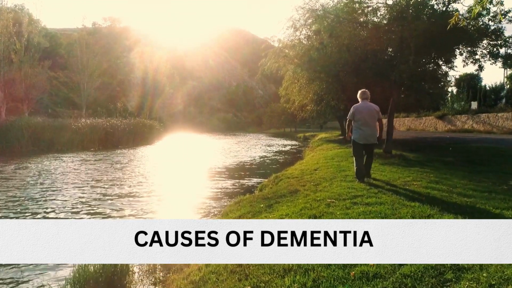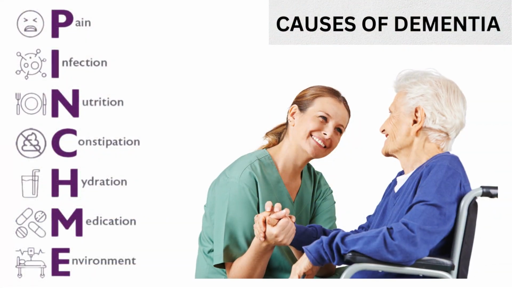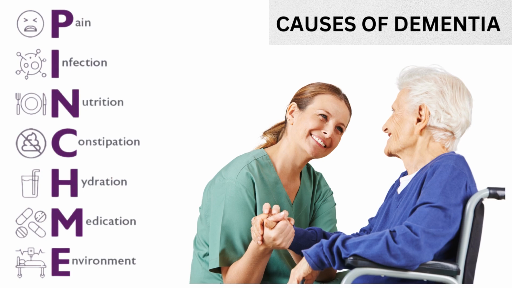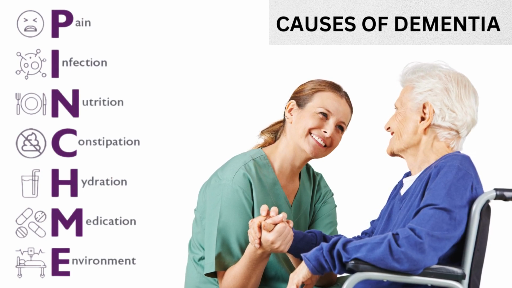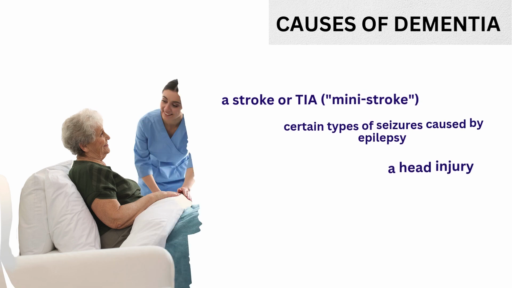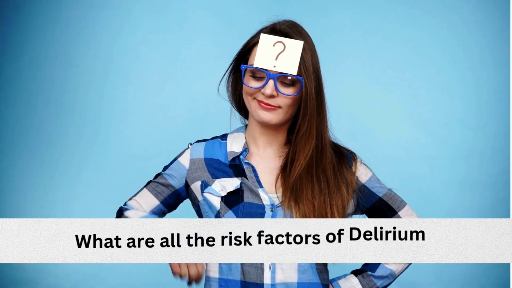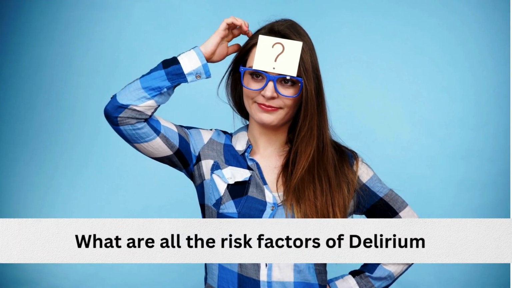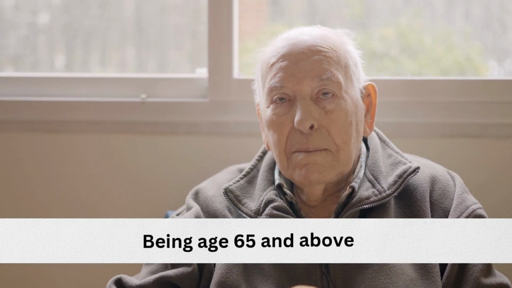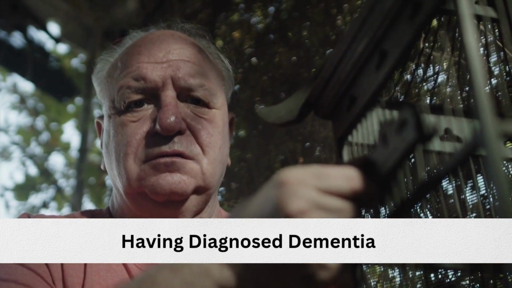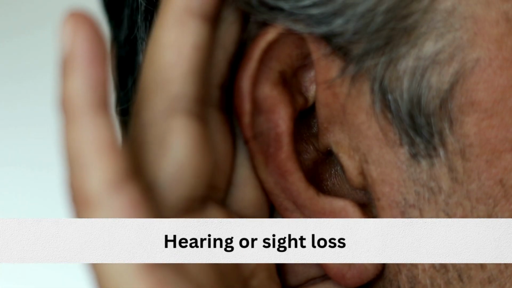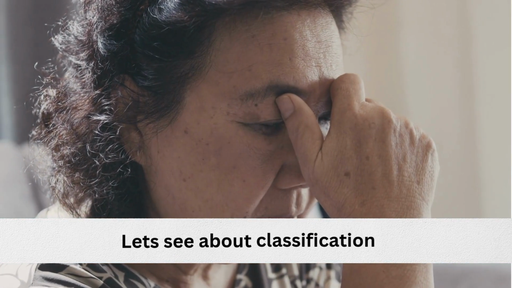Next, we'll see what all the causes of delirium are. We have the mnemonic PINCH ME, which means pain, infection, nutrition, constipation, hydration, medication, environment. Along with these, other causes include a stroke or TIA, certain seizures, or head injury. We know the causes now, but there are also some risk factors, like being age 65 or above, having dementia, being frail, hearing or sight loss, and alcohol misuse.